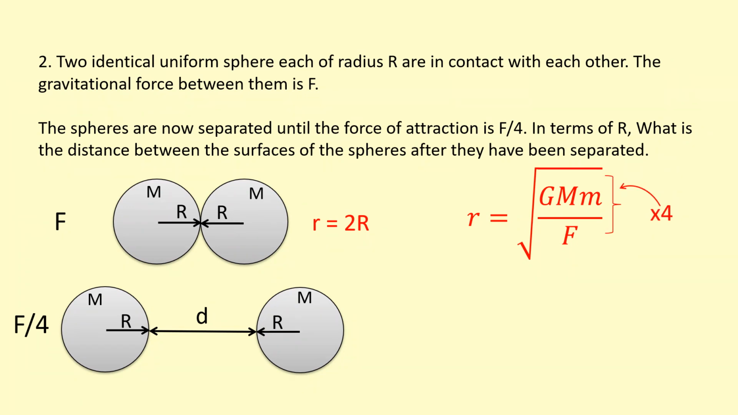And that's under a square root, so it actually becomes times 2. So we want the radius to become times 2 compared to the initial setup. If we want that to be times 2, we want to go from 2r to 4r. In order to be 4r, then the distance between the surfaces needs to be another 2r. That's the answer.